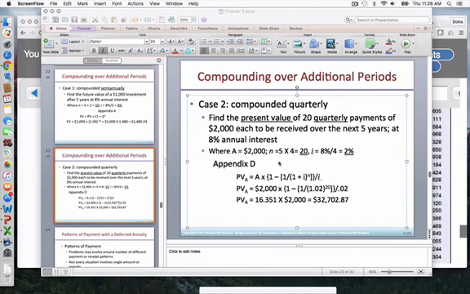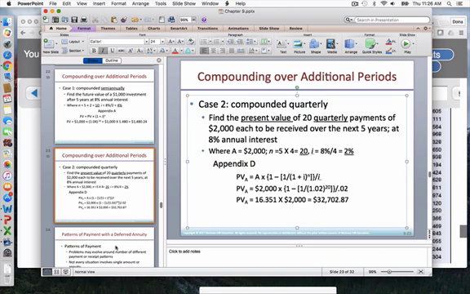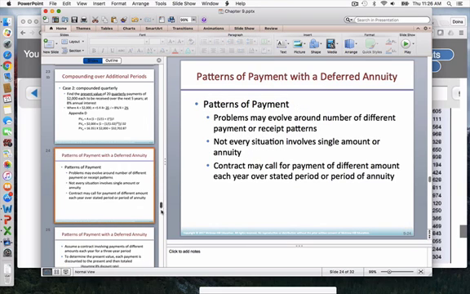Okay, let's continue our conversation with the deferred annuity case. What is a deferred annuity? Well, sometimes payments don't start at the beginning of the period. They can start 3 years from now, 4 years from now. And also, sometimes the amounts received every year are not equal. So, we have to make some more adjustments to our calculations here.